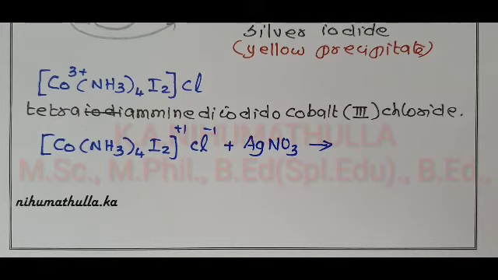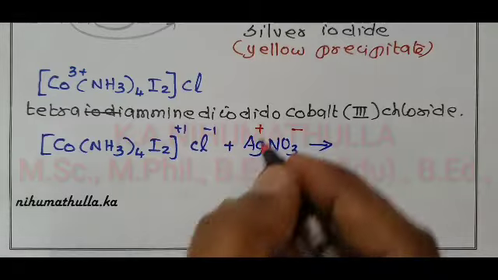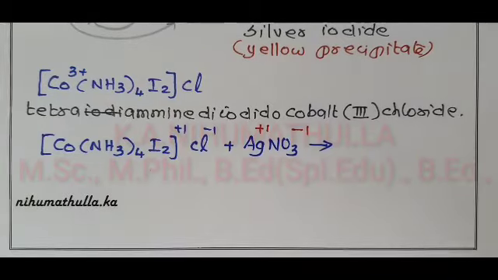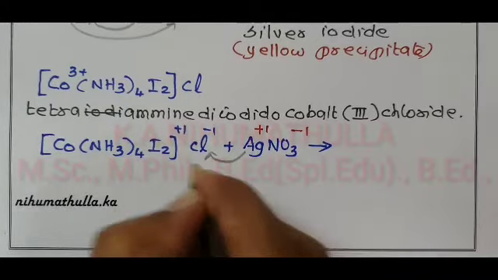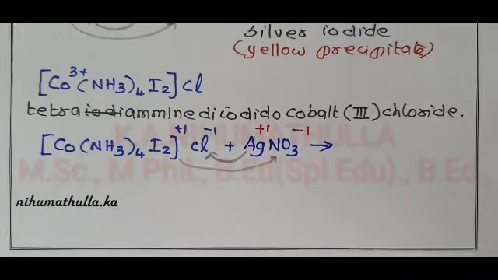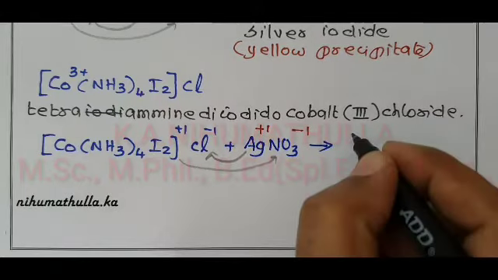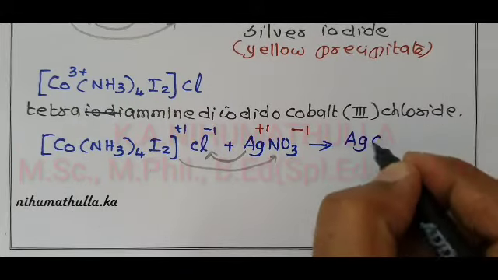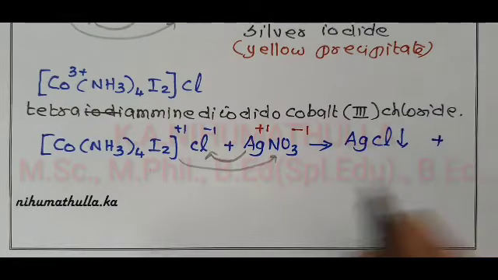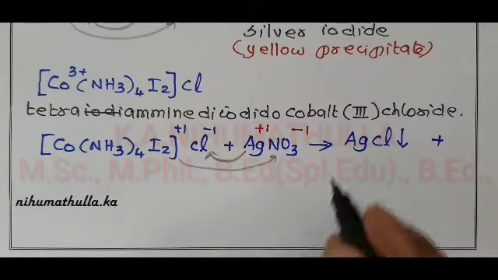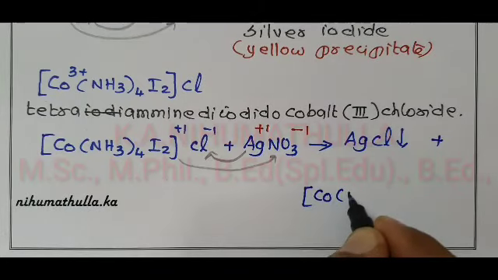This Ag+ combines with the NO3−, and the other plus combines with the minus. Just now we have discussed plus combines with the minus. So Ag+ combines with the Cl− to form AgCl, a white precipitate, along with the loss of NO3−, which is added to the complex [Co(NH3)4].